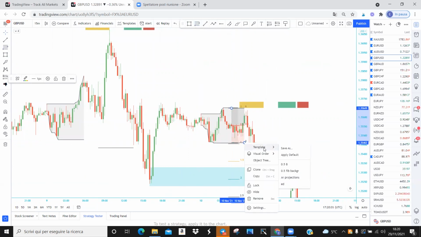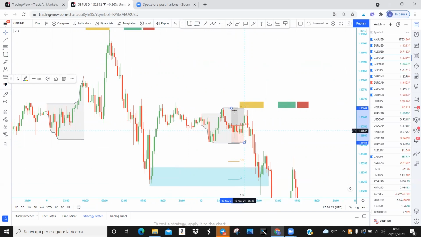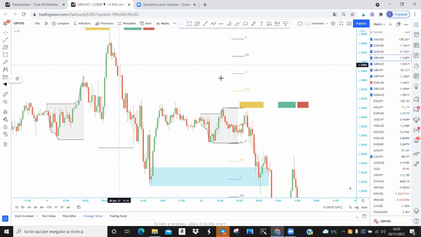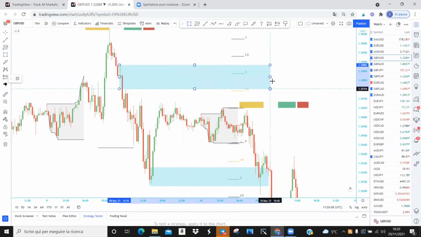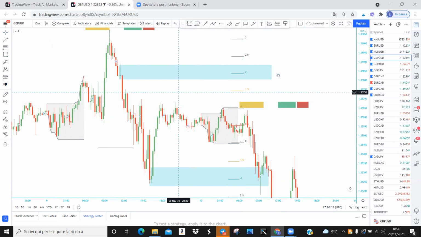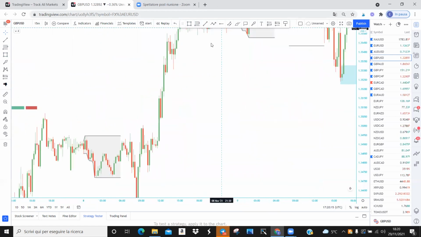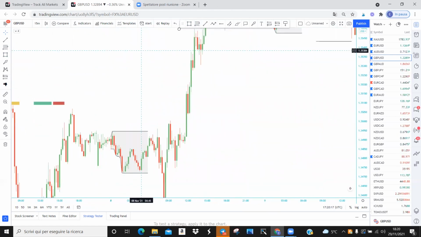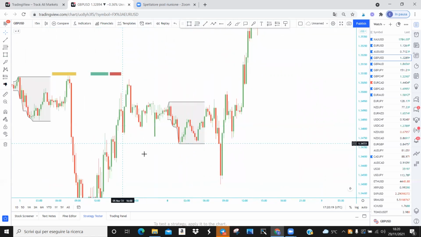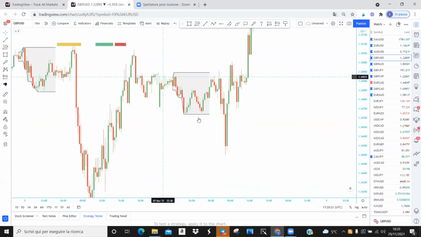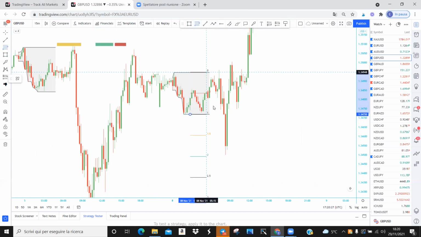Let me put the projections. Perfect to the upside. Where would I look to trade from? Probably from here. Okay, perfect. So just to explain why some are marked and some are not. Same here. This would be a perfect London manipulation at Asian range projections, but I didn't even mark it out.